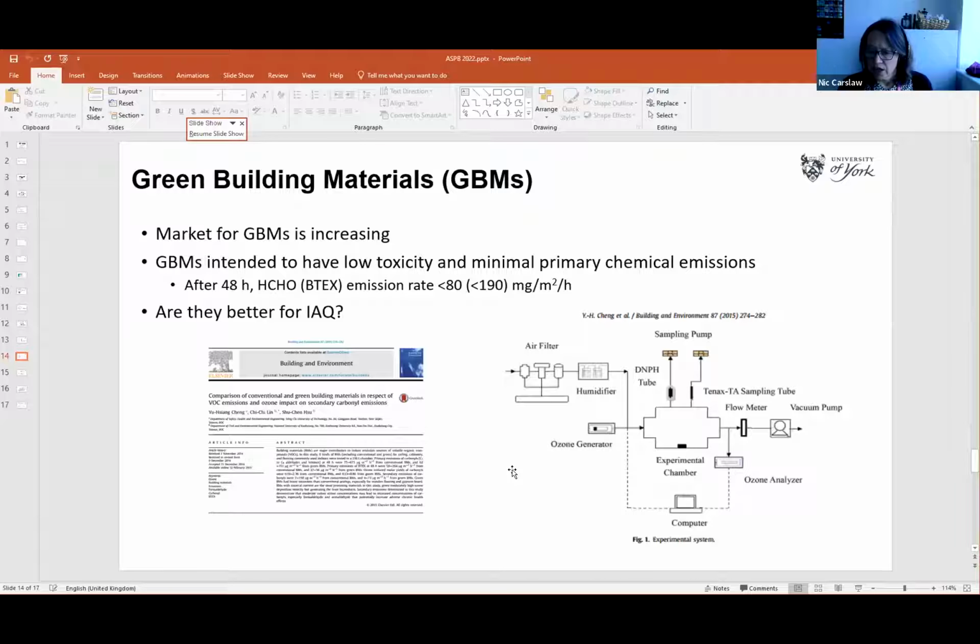Okay, so just for the last couple of minutes, I just wanted to talk a bit about green building materials. And the market for green building materials is increasing. It's quite interesting, the whole nomenclature around green building materials and what we mean by that, because sometimes they're manufactured so that the manufacturing process is green. And Avtar will be talking about this, no doubt, in his presentation. So how can you limit the energy when you're making green materials?